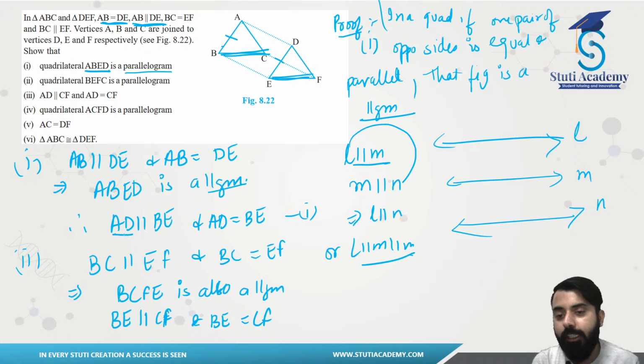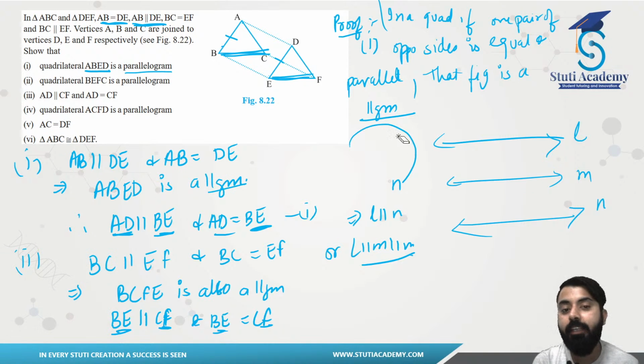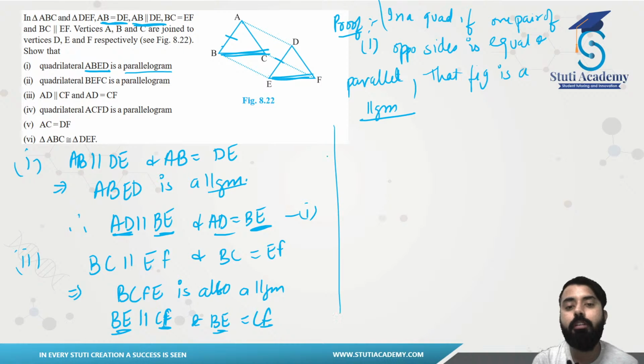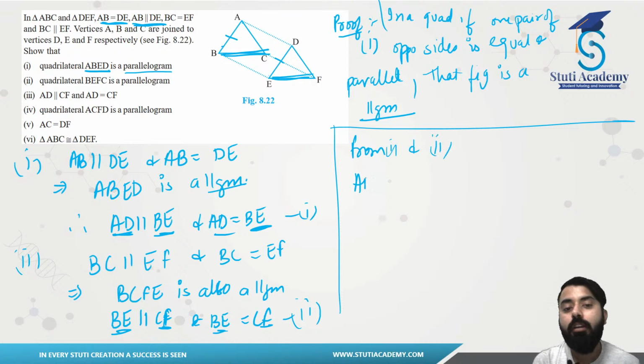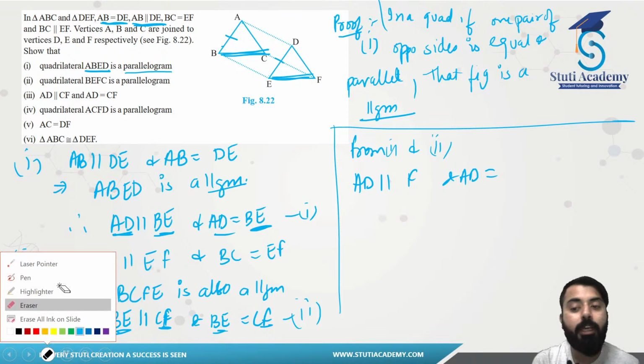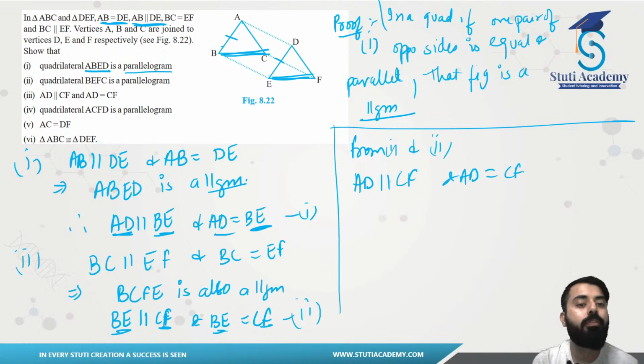Now here you see AD is parallel to BE and AD is equal to BE. BE is parallel to CF and BE is equal to CF. So ultimately, if AD is parallel to BE and BE is parallel to CF, then I can say AD will be parallel to CF also, right? So from 1 and 2, I can easily say AD will be parallel to CF and AD will be equal to CF, right?